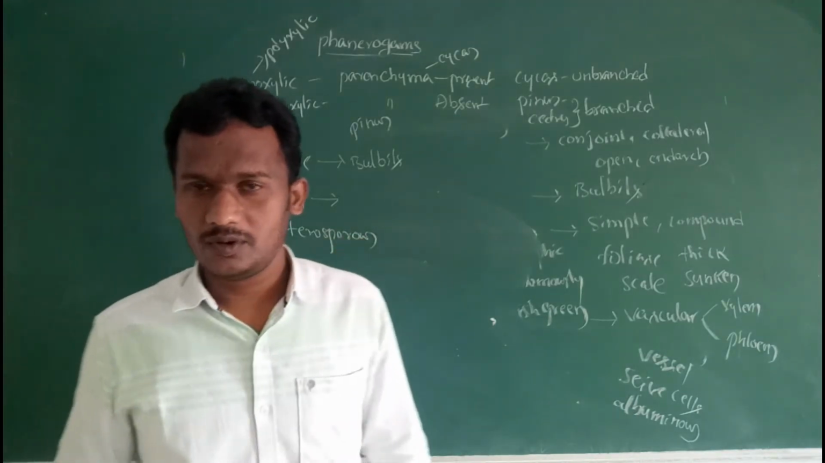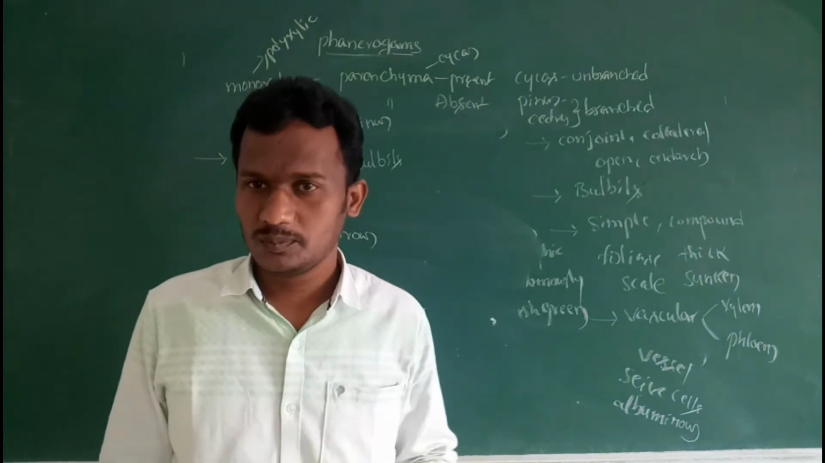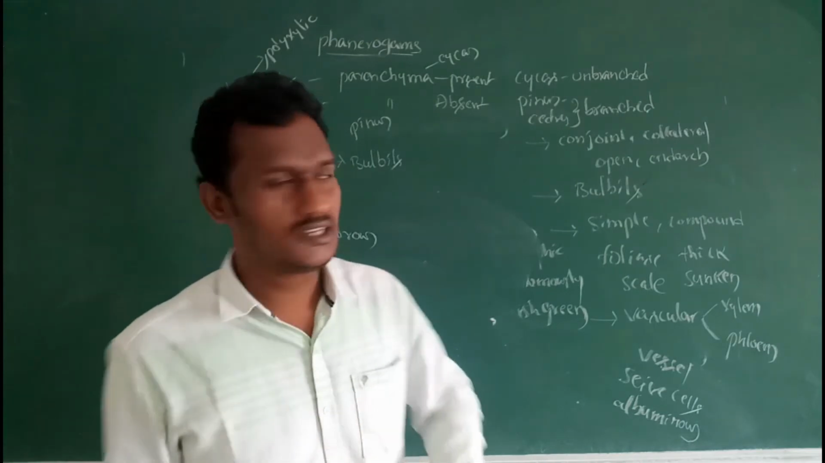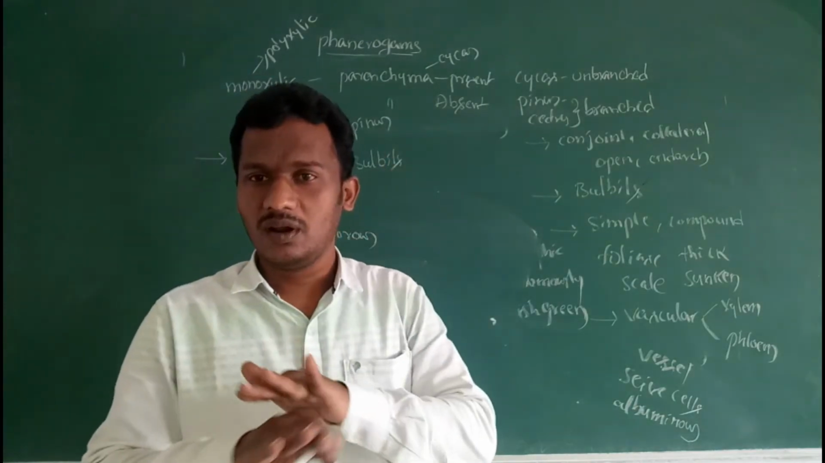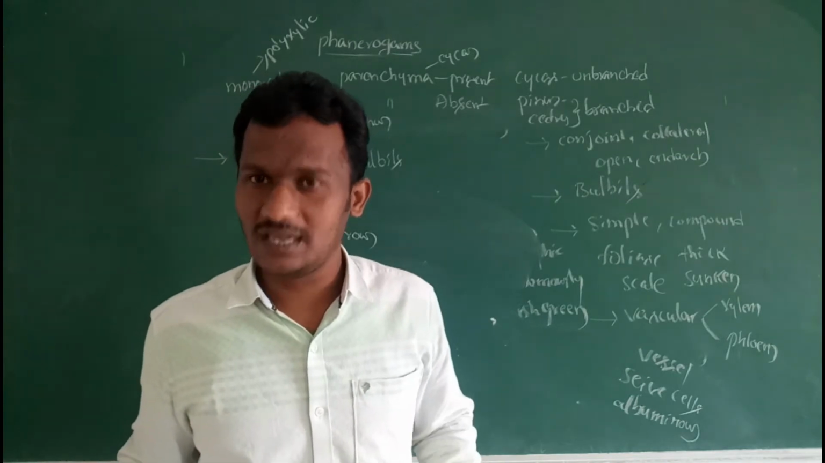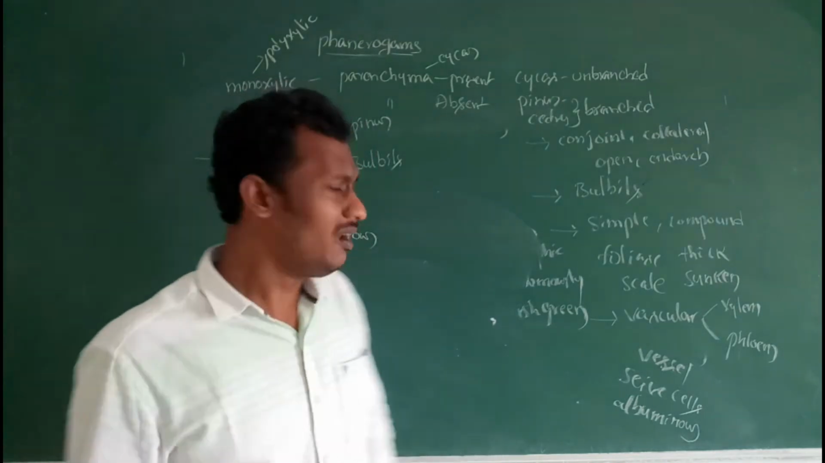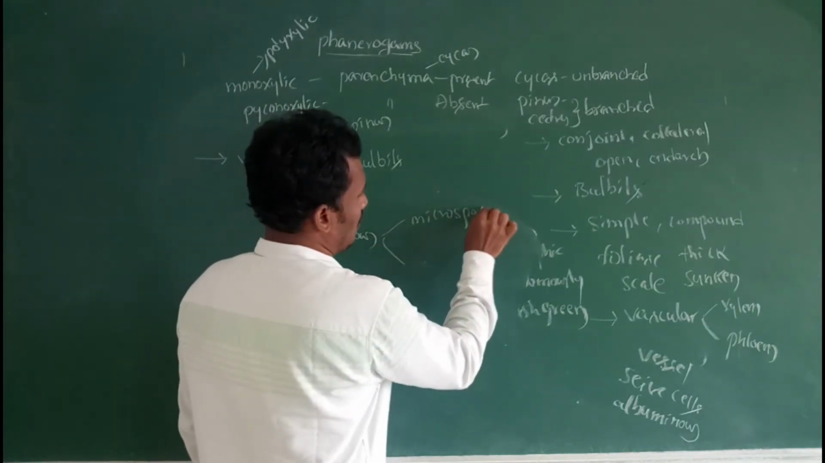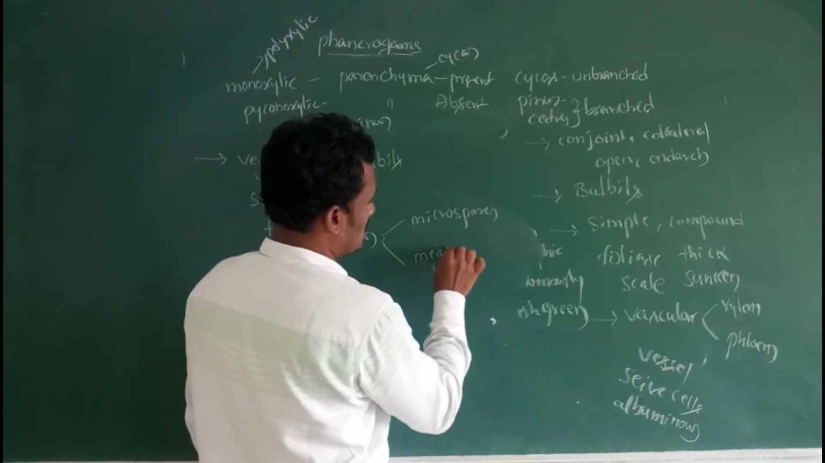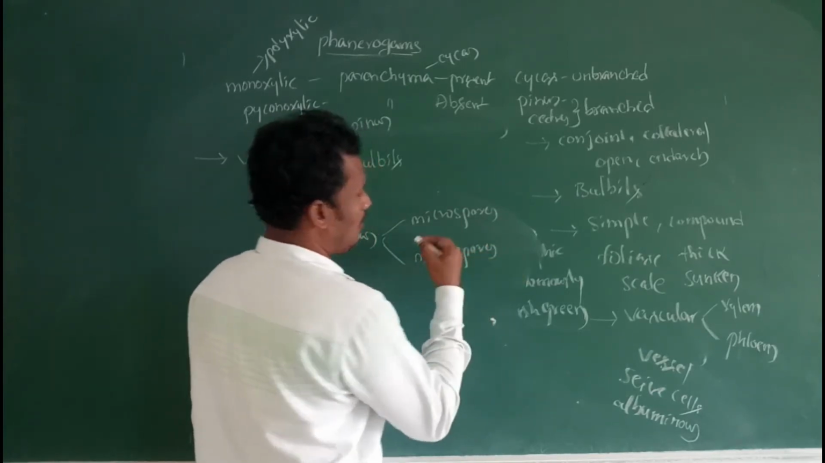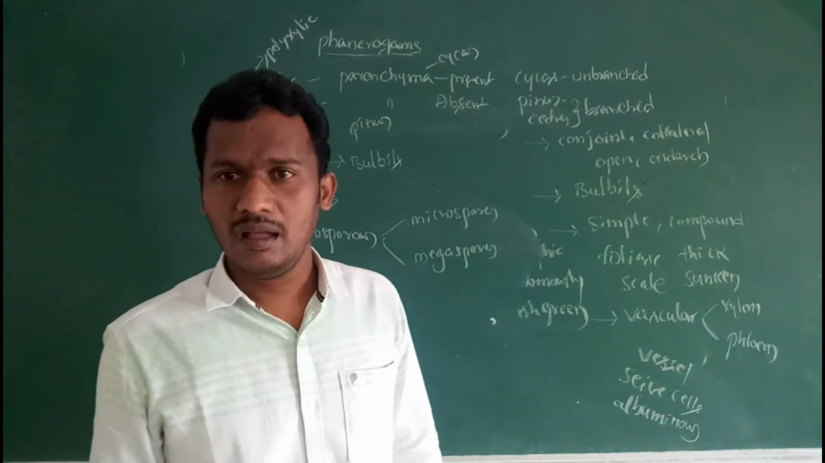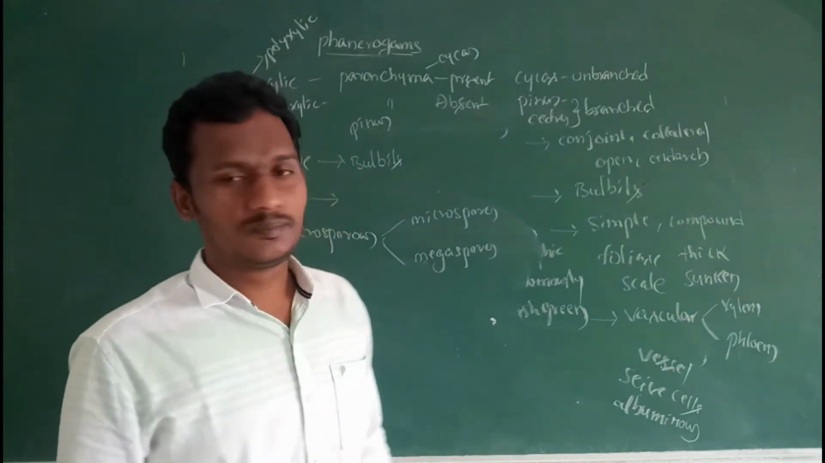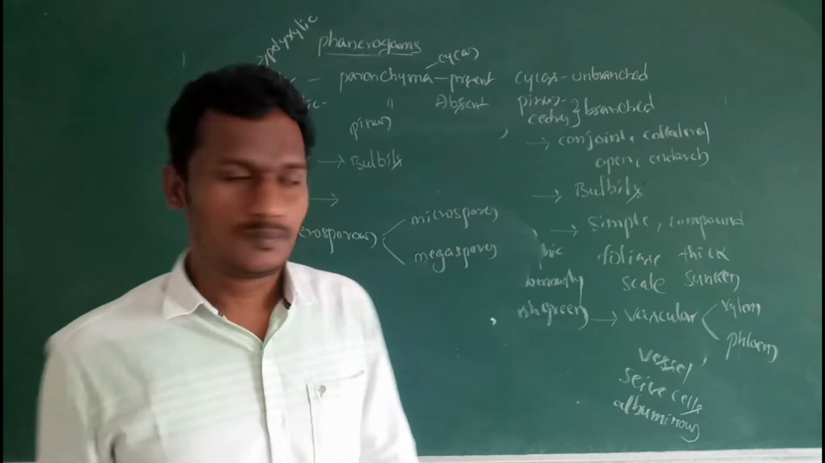Generally, gymnosperms are heterosporous. Bryophytes are all homosporous. Pteridophytes are homosporous and heterosporous. Gymnosperms and angiosperms are all heterosporous, that means two kinds of spores are present: microspores and megaspores. Microspores are male spores. Megaspores are female spores.